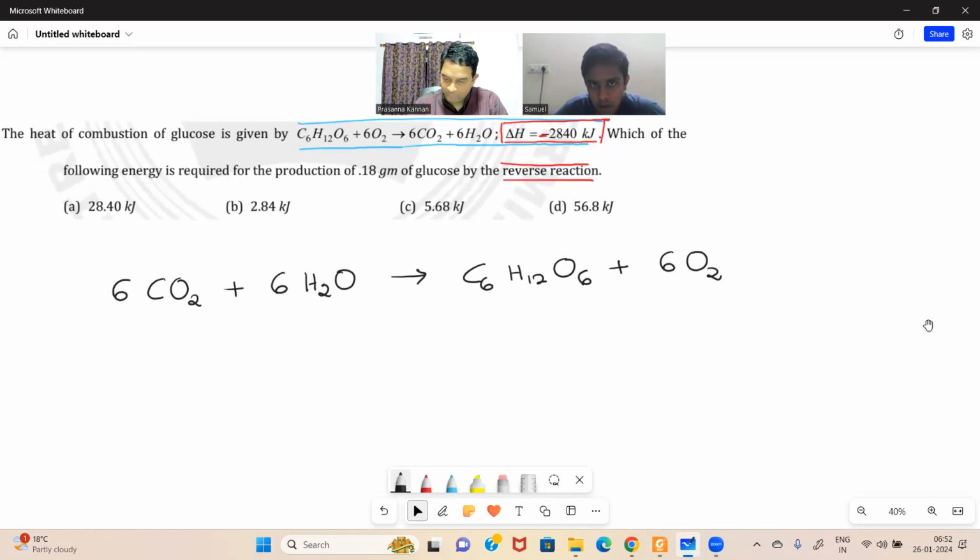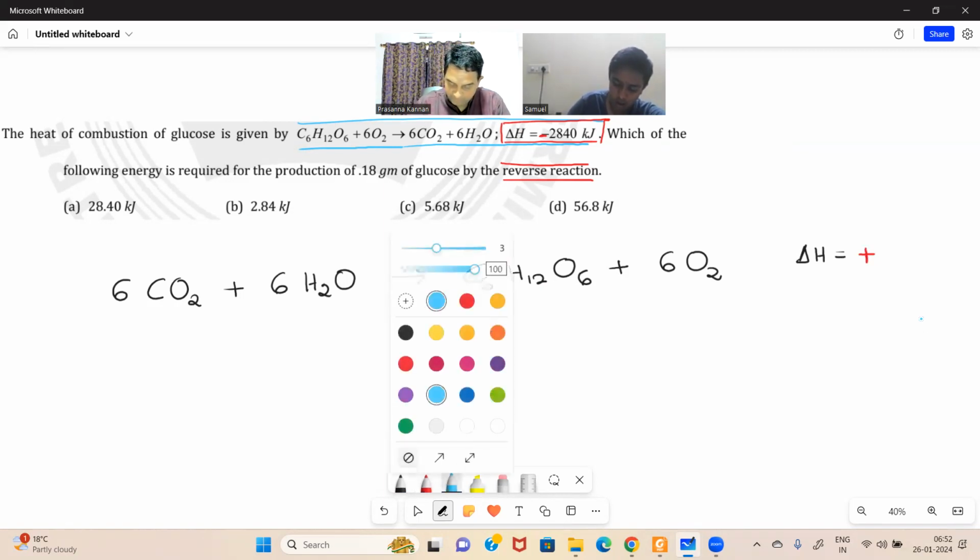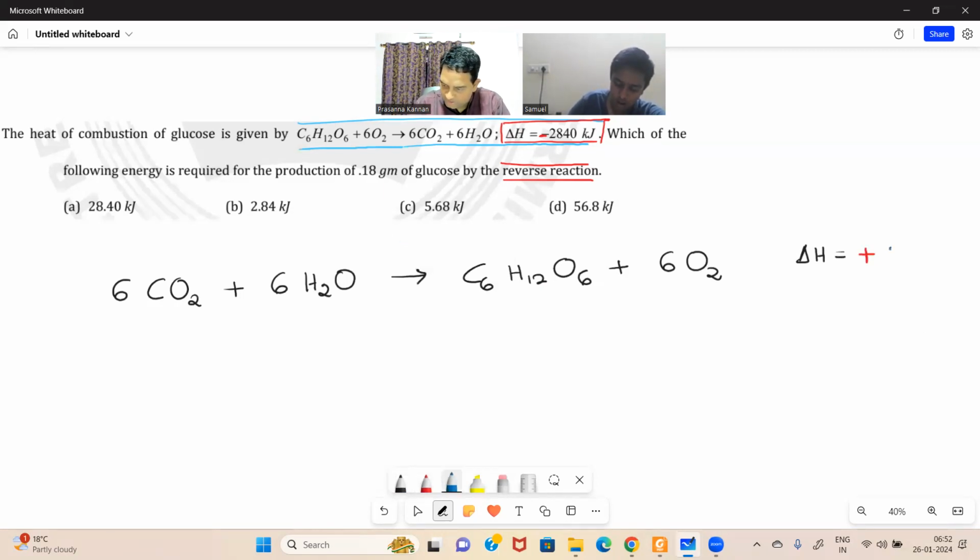Delta H will be positive. How much is the value? Plus 2,840 kilojoules. Very good. So there will be no difference in the numerical value, but only the sign will change. Since the forward reaction was exothermic, the reverse reaction is going to be now endothermic. Yes or no? Yes.